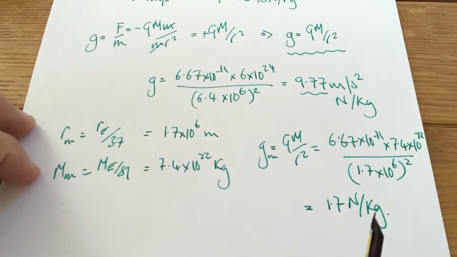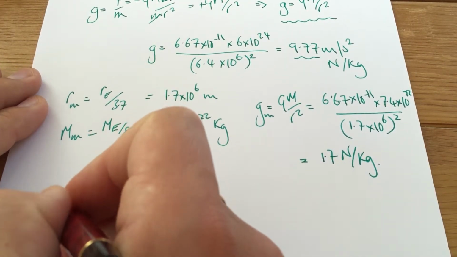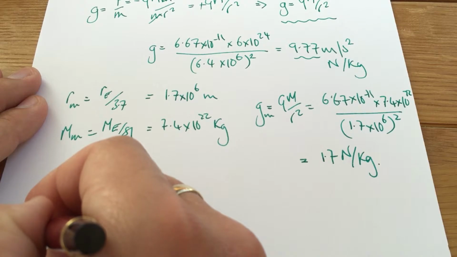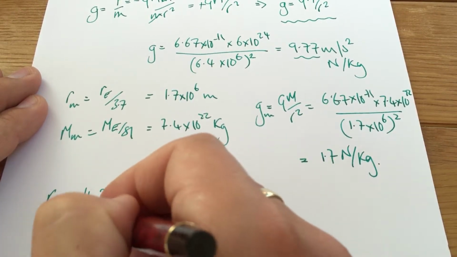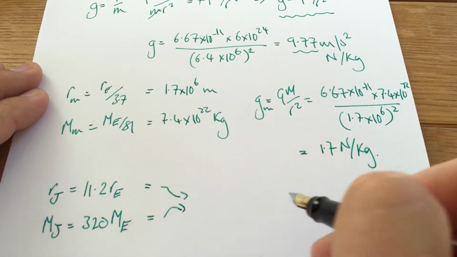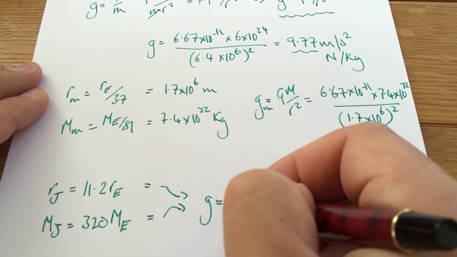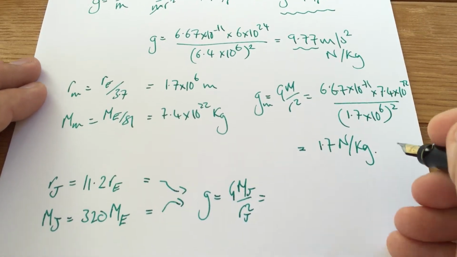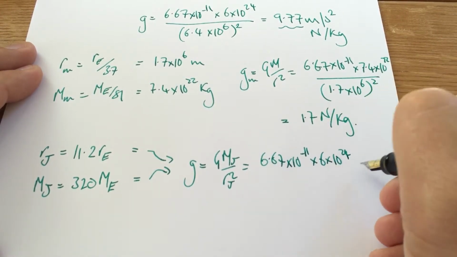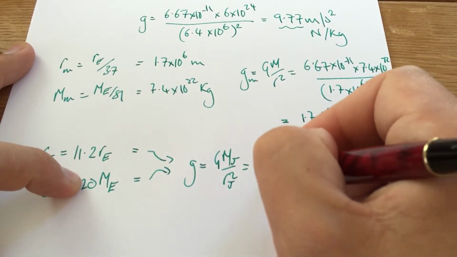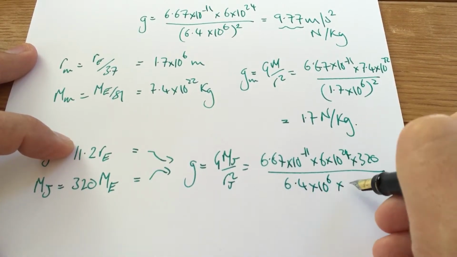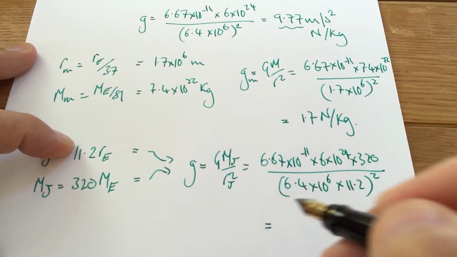Okay then, what about Jupiter? Should we see what Jupiter is? The radius of Jupiter is 11.2 times the radius of Earth, and the mass of Jupiter is 320 masses of the Earth. So I'll just bolt it straight into the equation this time. g is going to be GM over r squared, obviously Jupiter and Jupiter. That gives us 6.67 times 10 to the minus 11 by 6 times 10 to the 24, that being the Earth, times 320, divided by 6.4 times 10 to the 6, 11.2 lots of that, all squared.